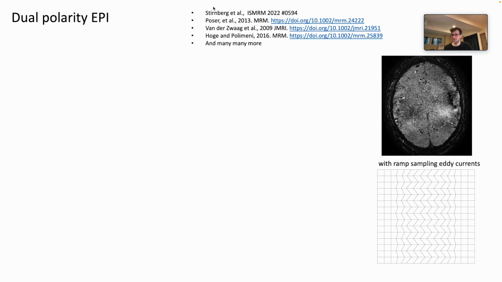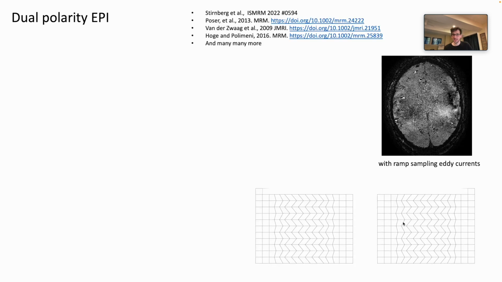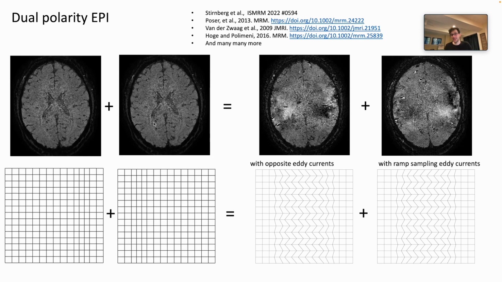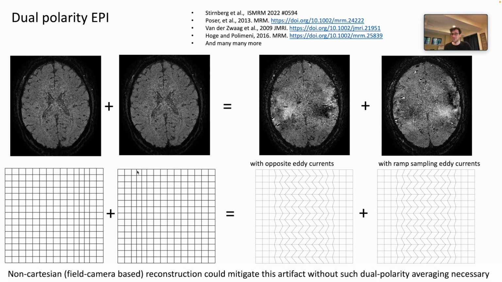The ones that got me into it were mostly the abstract from Rüdiger Stirnberg last year, as well as work from Poser and van der Zwag, namely proposing a dual polarity approach, where you go through k-space in reverse polarity, which then gives you the exact same artifact with an opposite sign. So mathematically speaking, taking the complex valued average of those two images should cancel out the artifact completely and be identical to having a complex valued average of those consistently irregular k-space sampling patterns without artifacts.